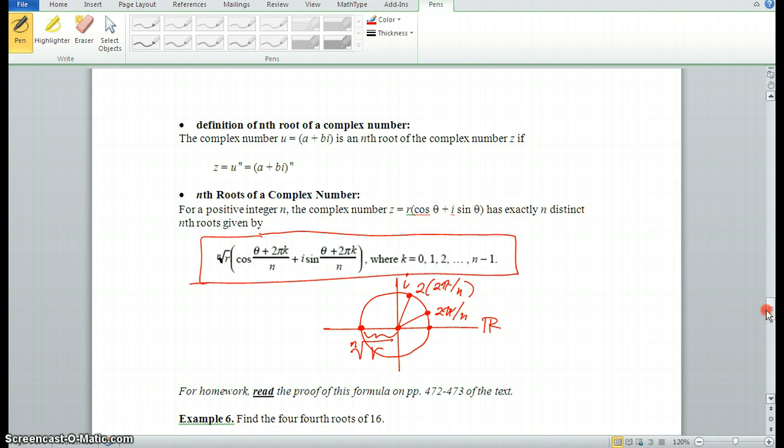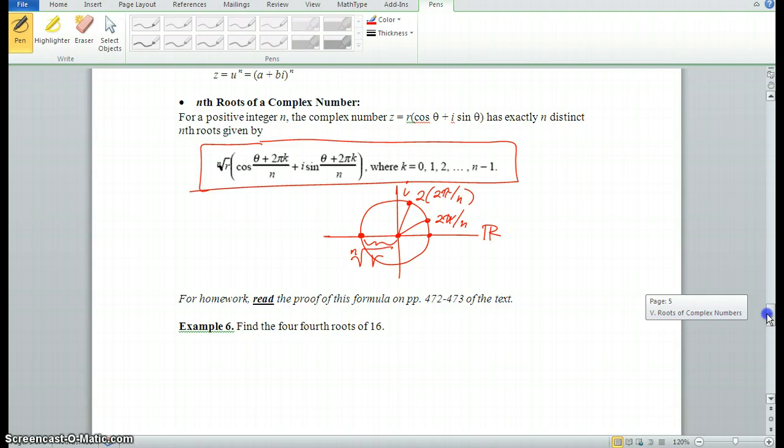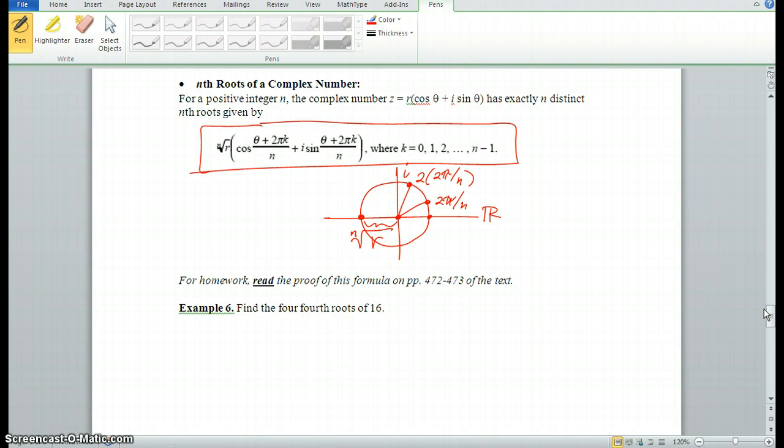And it doesn't just apply to the unit circle. But again, as far as this particular formula, just to highlight, we have the nth root of r times the cosine of theta plus 2 pi k all over n plus i sine theta plus 2 pi k all over n, where k is equal to 0, 1, 2, all the way to n minus 1. We're going to use really every part of this formula as we go ahead and take a look at the next example.